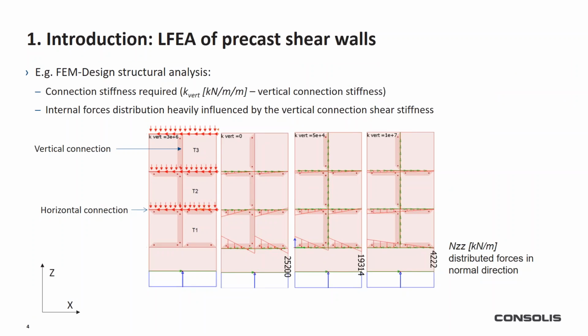As we can see here, an example in FEM design. This is software widely used for global analysis of such structures. So we have to define the vertical connections and the horizontal connections, and we need to define their stiffness. And the response of the structure, as it can be seen here, based on stress distribution in the base connection, we have a very high influence caused by the vertical connection stiffness.